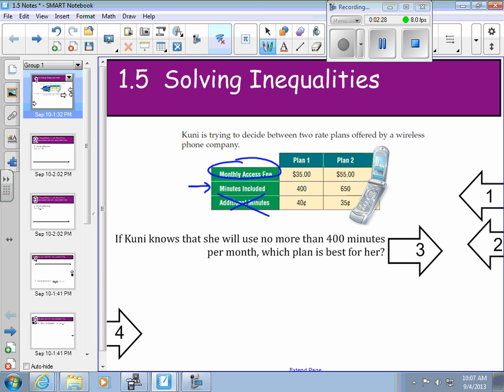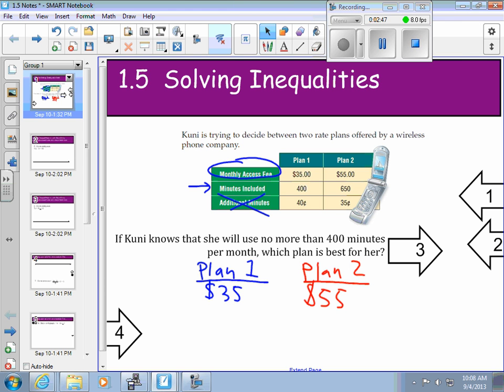So plan 1 would cost $35. Plan 2 would just be, again, the monthly access fee. Plan 2 would cost $55. So which plan is better in this case? Well, just comparing the simple prices, we would pick plan 1. Plan 1 would be the better choice here because it costs less money.